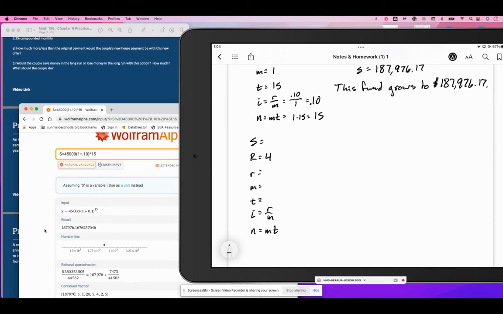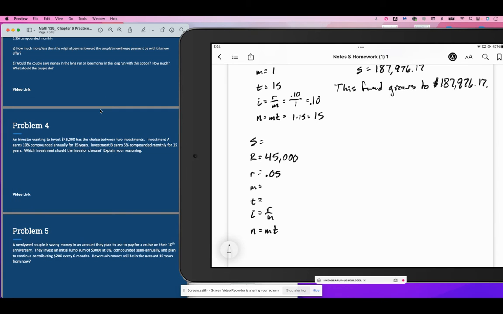So the investor still is throwing $45,000 at this. The rate this time is only 5%, if I remember correctly. Yep, but it's compounded monthly instead of yearly, and it's going to be in the account for 15 years. Let's see how these compare. So 0.05 over 12 is my I, and that doesn't come out even, so I'm going to leave it as a fraction. And then 12 times 15 is 180.